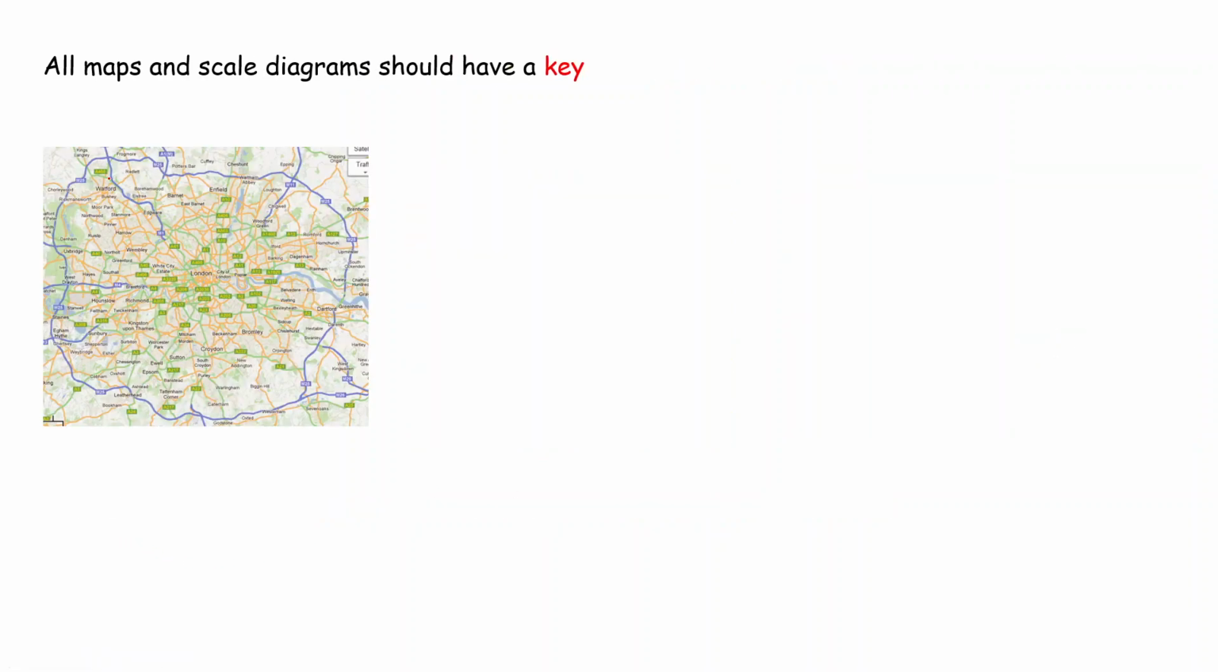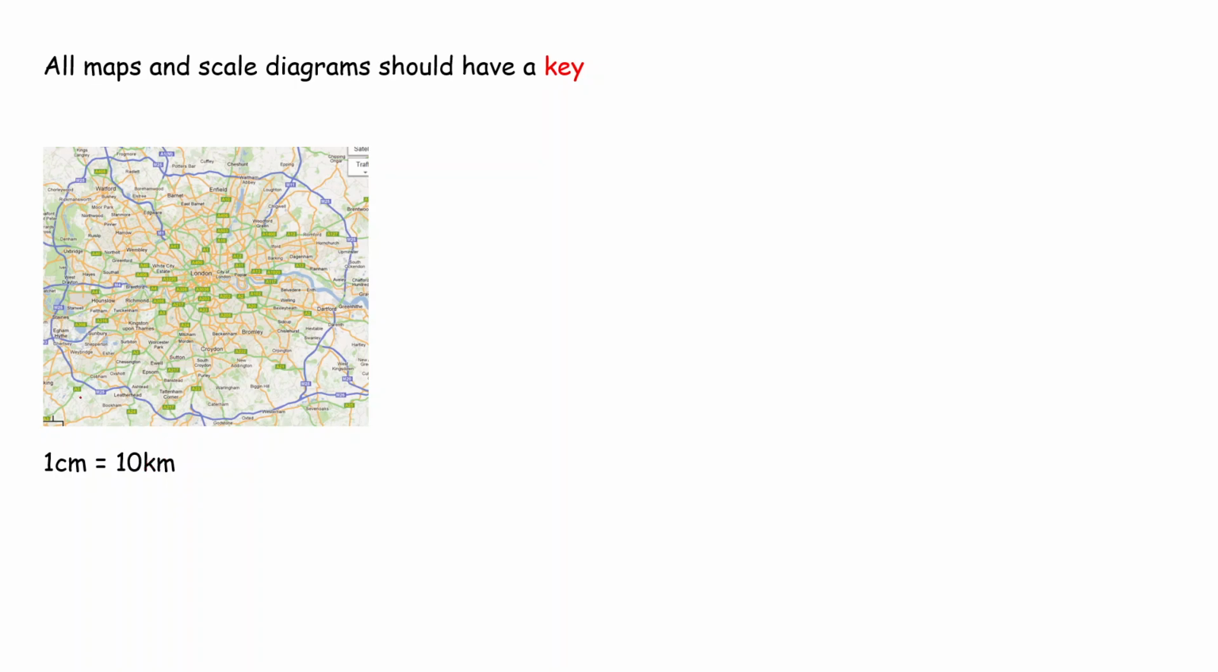And all maps and scale diagrams should have a key. There's three common ways that you can find keys that we'll be looking at anyway. The first one is something like this. They might just tell you that 1 centimeter is equal to 10 kilometers, for example. So 1 centimeter on this map is equivalent to 10 kilometers in real life.